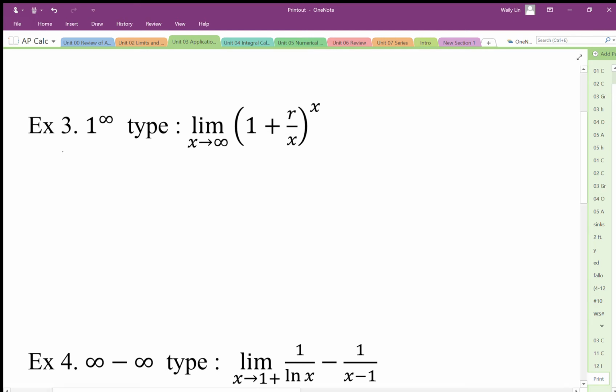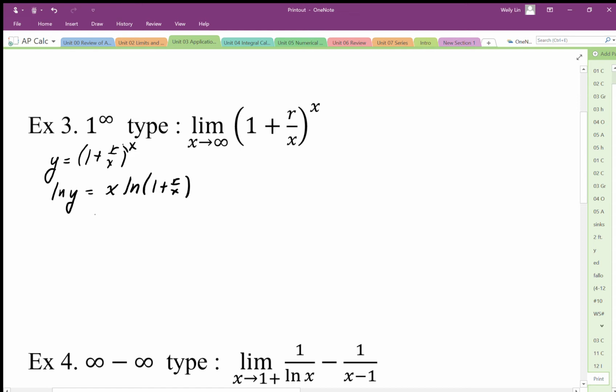So we set this up in this way. We let y equal 1 plus r over x to the power x. Okay, and then we're going to do log y is equal to x log 1 plus r over x. Okay, so this allows us to bring the log down. As we do a limit, we're going to end up with essentially infinity times log 1, which is 0. So infinity times 0.